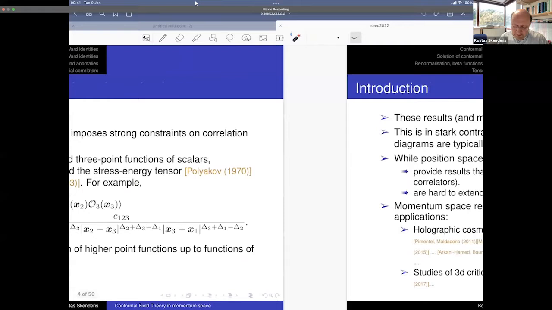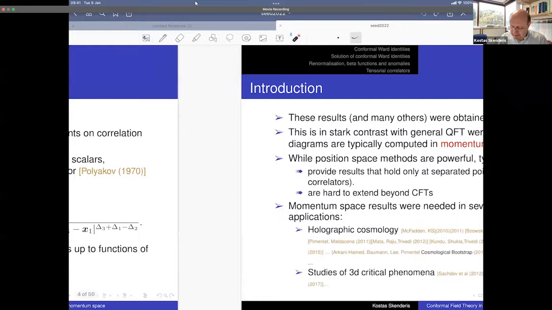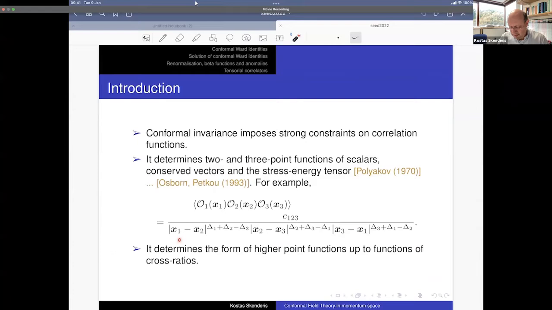But these results, and many, many others, have been obtained in position space. That's in stark contrast with general quantum field theory, where when we compute Feynman diagrams, when we do perturbation theory, these are typically computed in momentum space. So while the results that people obtained have been very powerful, typically these results only hold at separated points. If you look at this expression, it holds strictly speaking when x1 is different from x2, and x3 is different from x1 and x2.